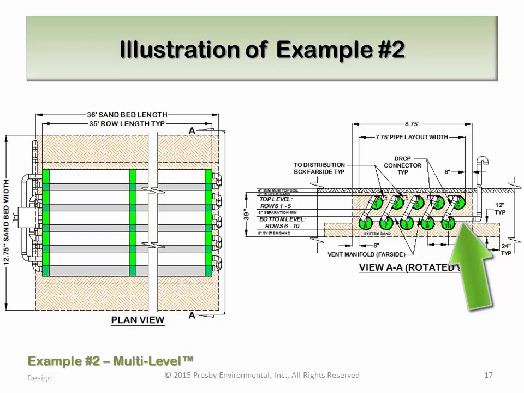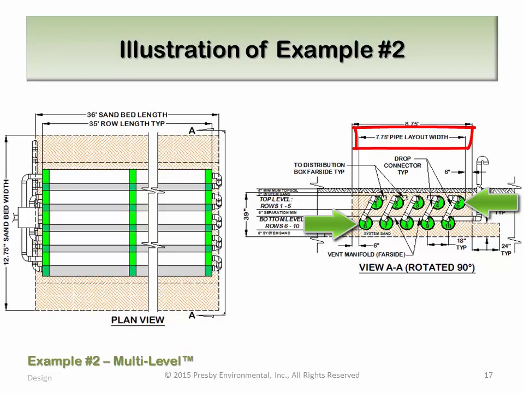For multi-level beds, the vent is always connected to the lower level rows. This will ensure these rows are provided adequate oxygen. Because this is a level field, the system sand extensions are placed symmetrically on both sides of the Presby rows. Before we leave this slide, notice how the pipe layout width is measured for multi-level beds. The dimension spans both the upper level and lower level rows.